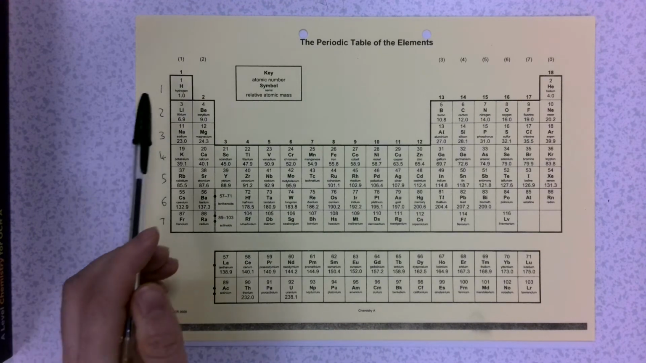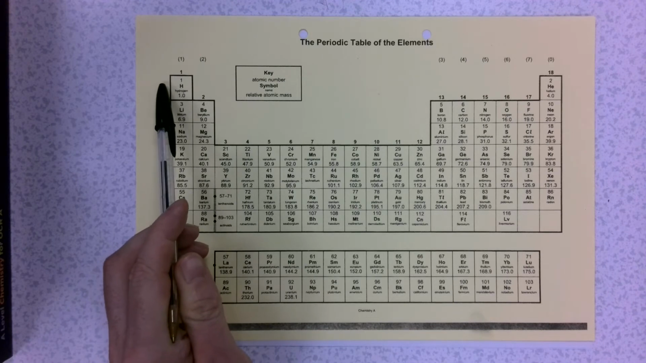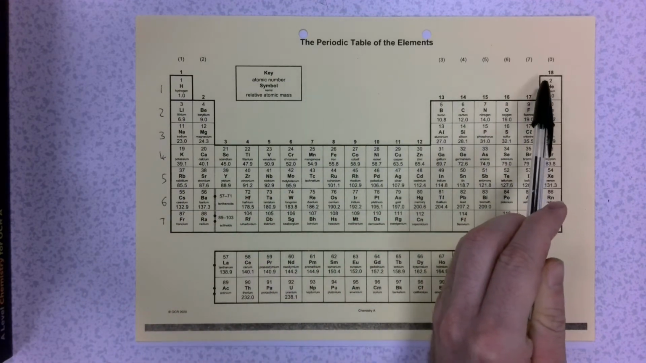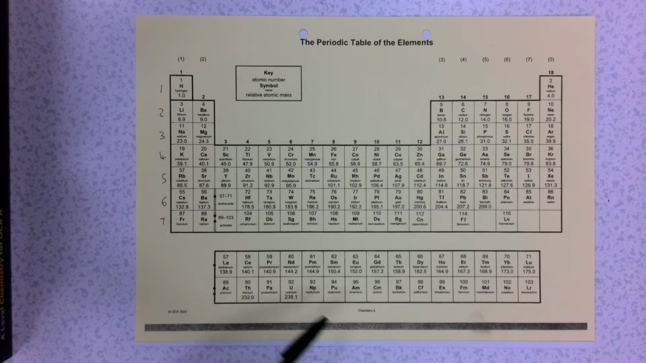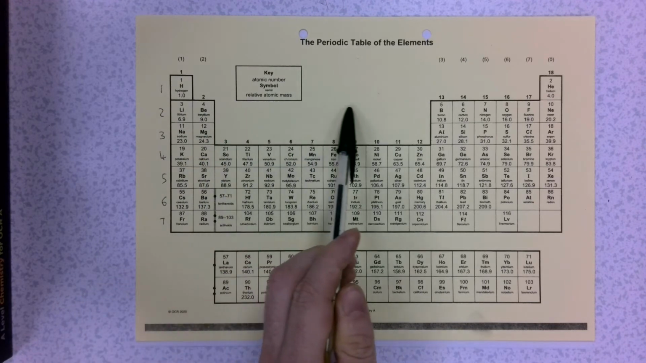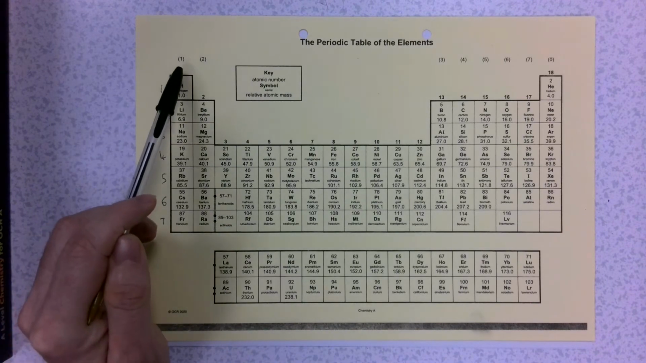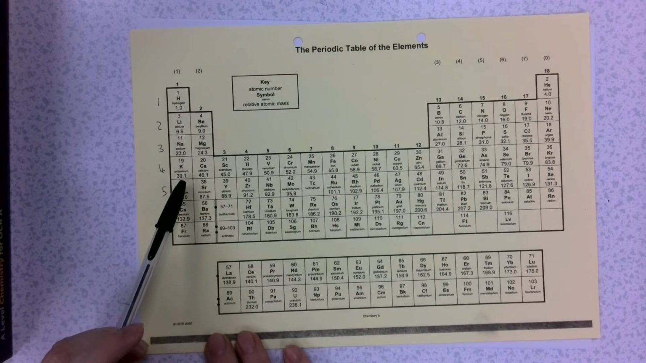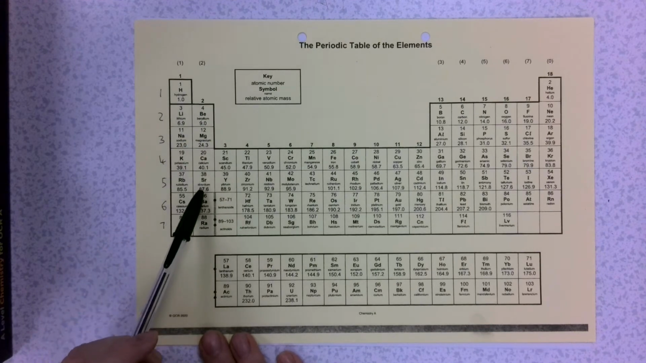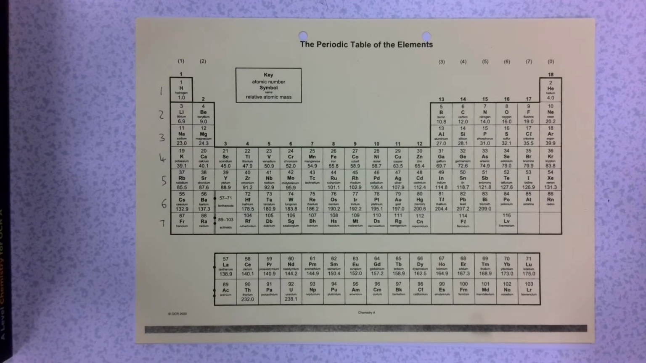So let's remind ourselves that on the periodic table, periods go across. So hydrogen and helium are in period 1, lithium, beryllium, boron, carbon are in period 2, etc. And then groups go down. So hydrogen, lithium, sodium are in group 1, beryllium, magnesium, calcium are in group 2.